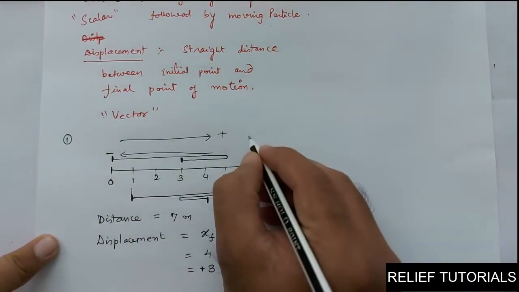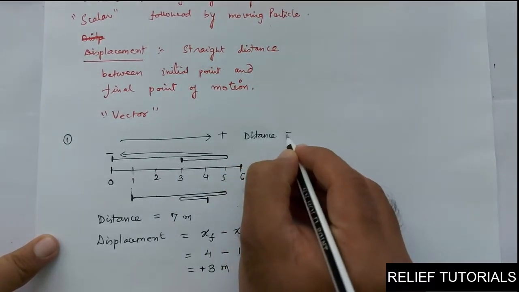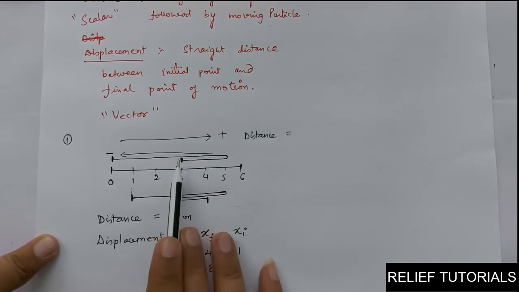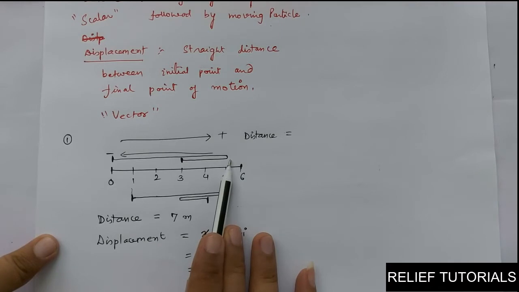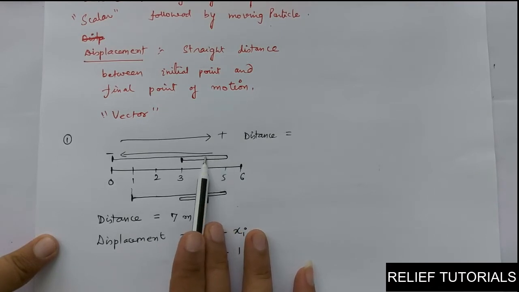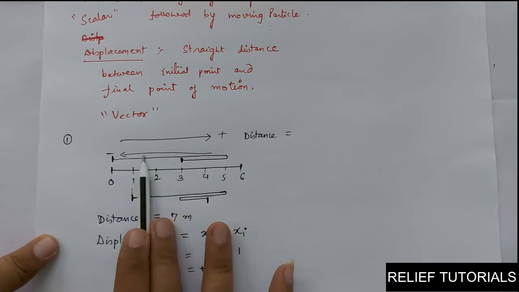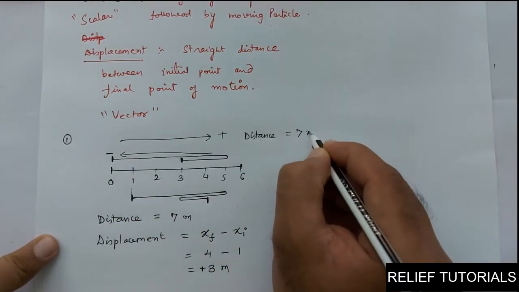So in this, what is the distance traveled? Distance again means length of the path. So you just measure the length of the path from the initial point. When you reach here, it is 1, 2, 3, 4, 5, 6 and 7 units, means 7 meter distance traveled again.